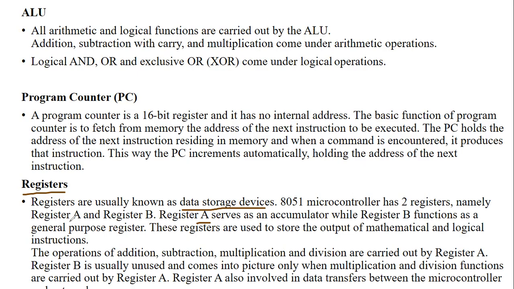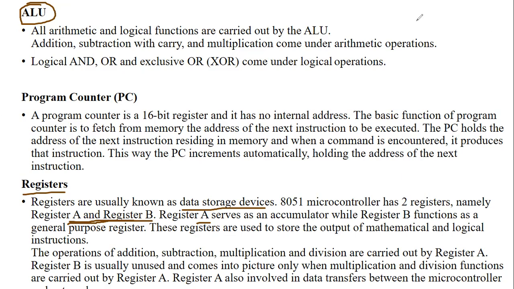And what is the function of these two registers A and B? These registers are used to store the output of mathematical and logical instructions. The ALU performs arithmetic and logical operations, and the result of that arithmetic and logical function will be stored in these two registers, register A and register B.